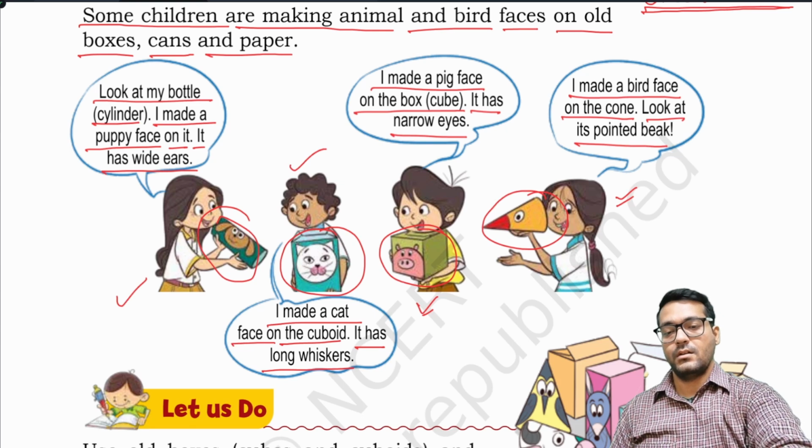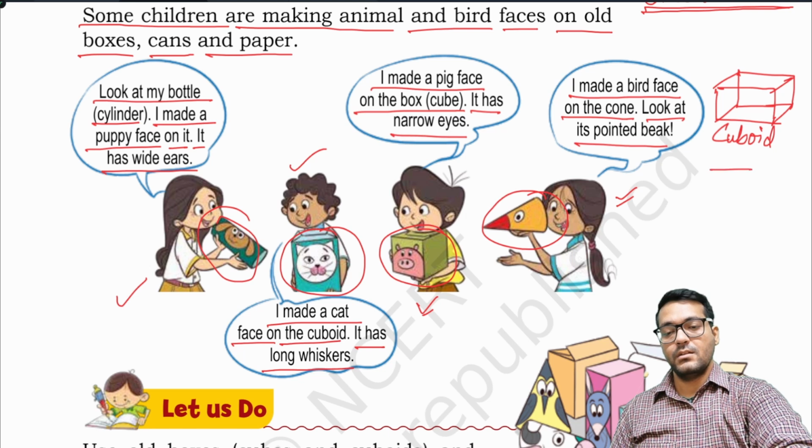Let's see the shapes present here. For example, cuboid. Cuboid is like a box having different length, width, and height. Similarly, another shape is cube. It is like a cuboid but having equal length, width, and height.